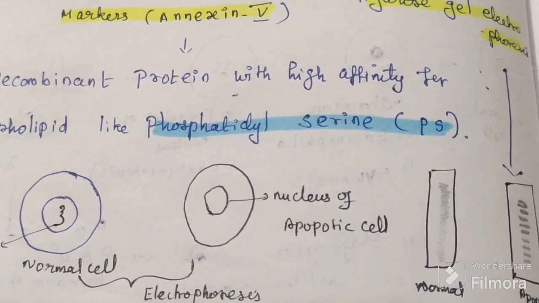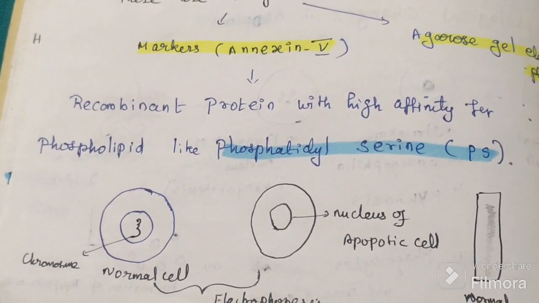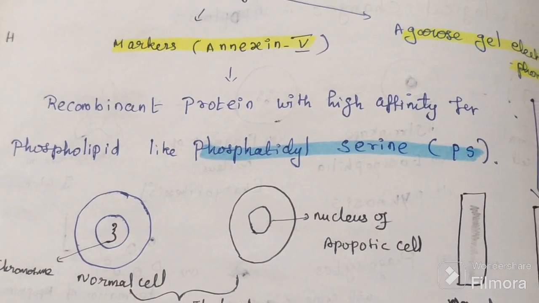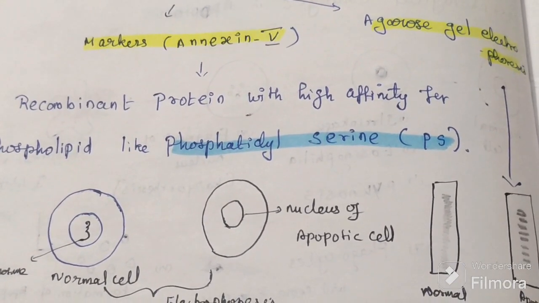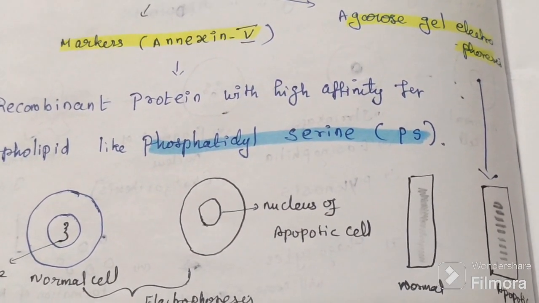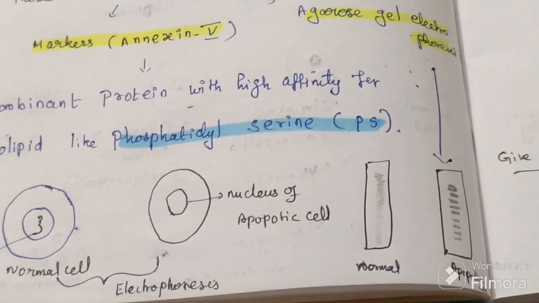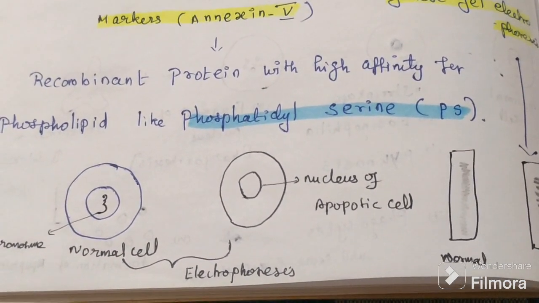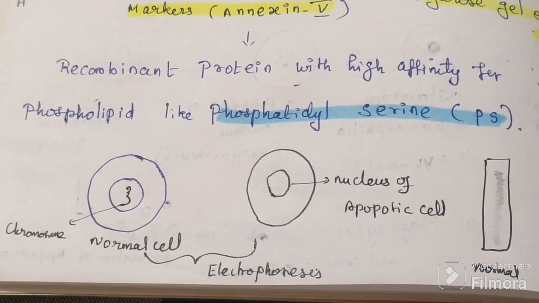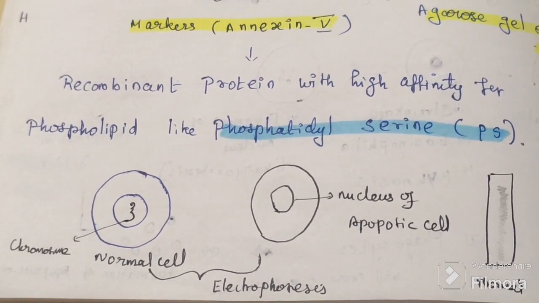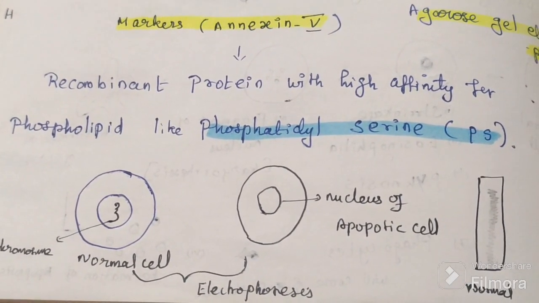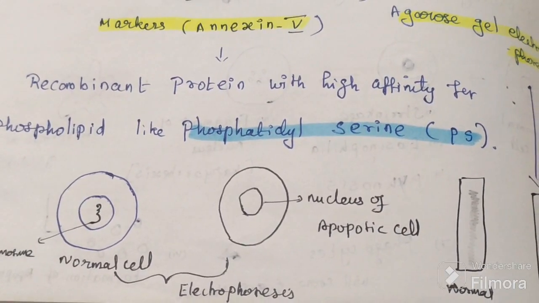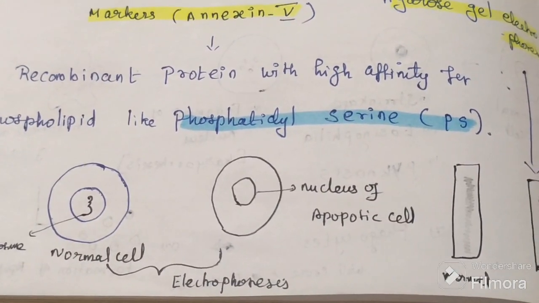Annexin V is available in liquid form and is spread over the slide. Only apoptotic cells will take annexin V; others will not. Wash the slide, and after washing, the apoptotic cells are brown in color. Normal cells are presented like this, and apoptotic cells like this. Other cells are normal color, and the apoptotic cell is brown because annexin V acts as a marker. Why do apoptotic cells take this marker and not others? Because phosphatidylserine is presented on the surface.